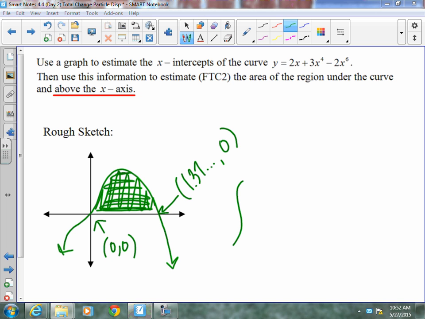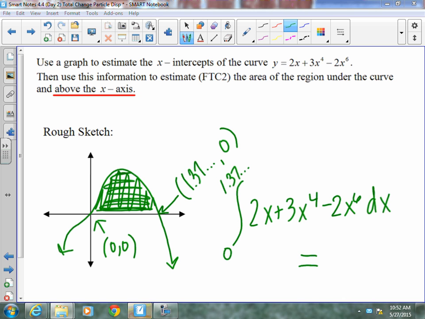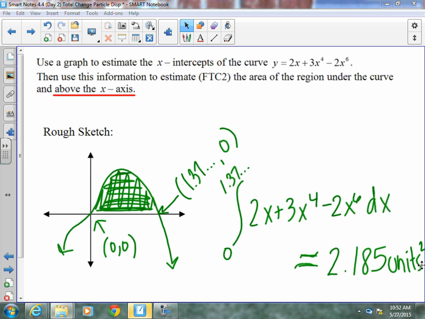So that is our curve, and we need the area. The area would be the area from 0 to 1.37. Use more digits than that so that you are exact. Of our function, to remember how we find area, type it in your calculator or anti-derive and plug in those numbers, you get approximately 2.185 units squared, and I guess that's technically an approximate. If you need to hear it again, rewind, do whatever you need to, and we will talk about this more tomorrow.